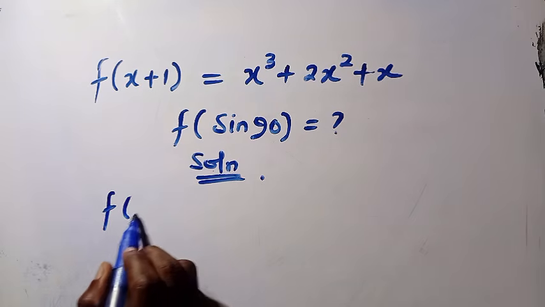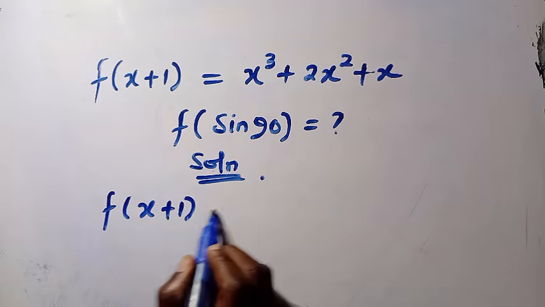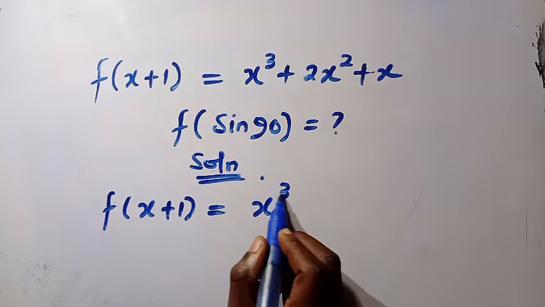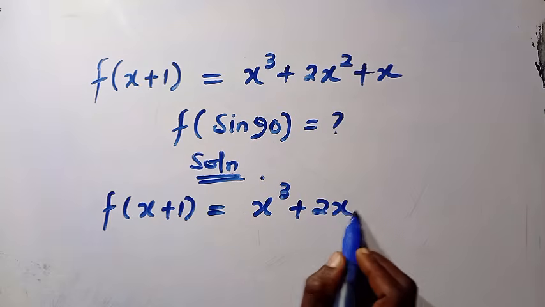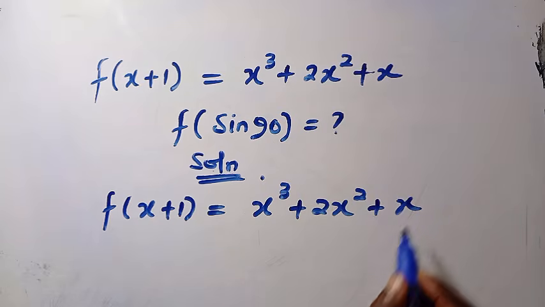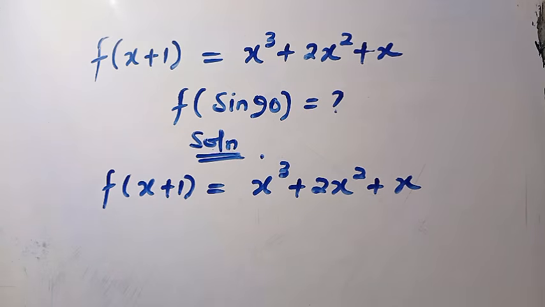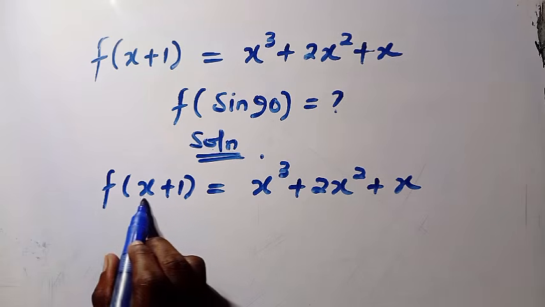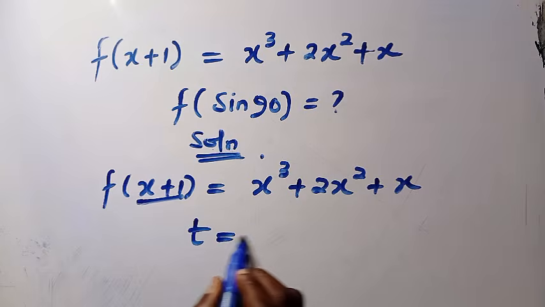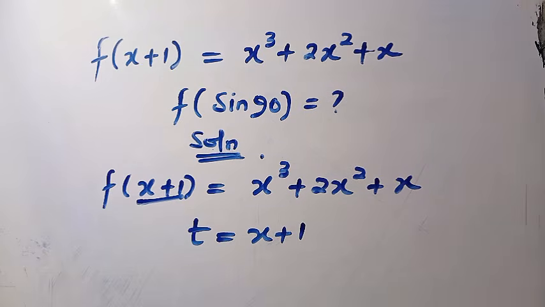From here we have f of x plus 1 equals x cubed plus 2x squared plus x. Then, since we need f of sine of 90, the first method we are going to apply is to substitute t equals x plus 1, then make x the subject of the formula, making it t minus 1.